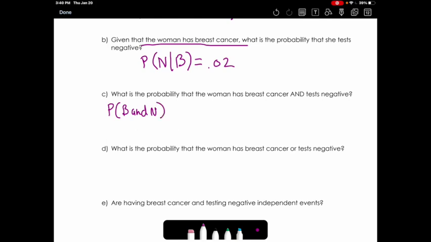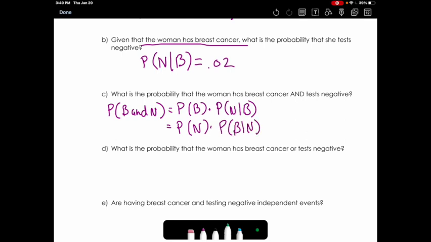Part C says, what is the probability that a woman has breast cancer and tests negative? So that's the probability of having breast cancer and testing negative. And with the and statement, we want to use the multiplication rule. And so there are two options for that. We could write the probability of B times the probability of N given B, or we could write the probability of N times the probability of B given N. Now, we could use either one of these, but this first expression is what we have the information for. So I'm going to use that first expression.